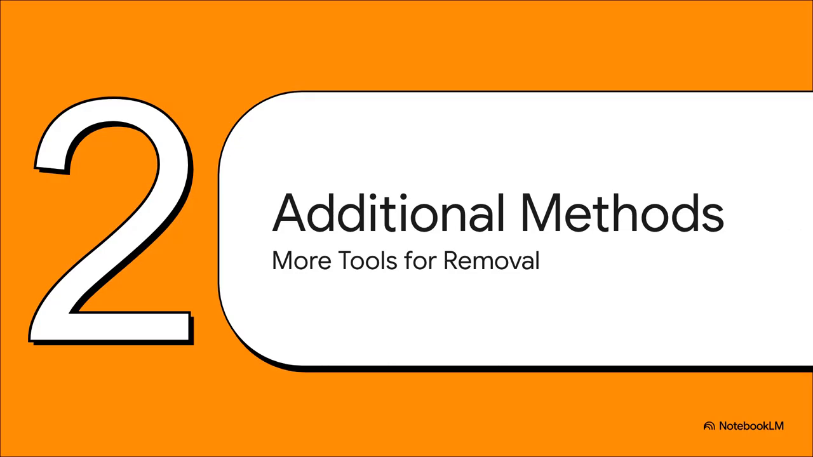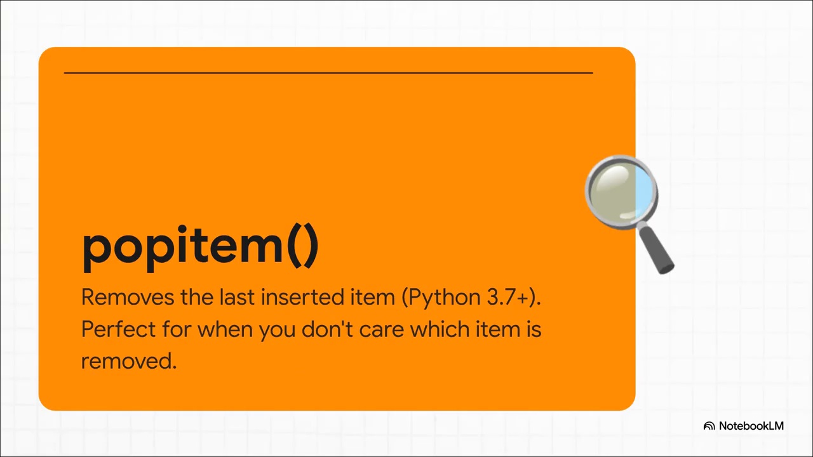All right, so we've got pop as our precision multi-tool, but our toolbox has a few more specialized gadgets. Let's check out 3 other ways to remove items, because each one is built for a really specific job. First, we've got popitem. Now, this one's a little different. It doesn't take any arguments at all. What it does is it just removes and returns the last item that was put into the dictionary. It's kind of like taking the last plate off a stack.